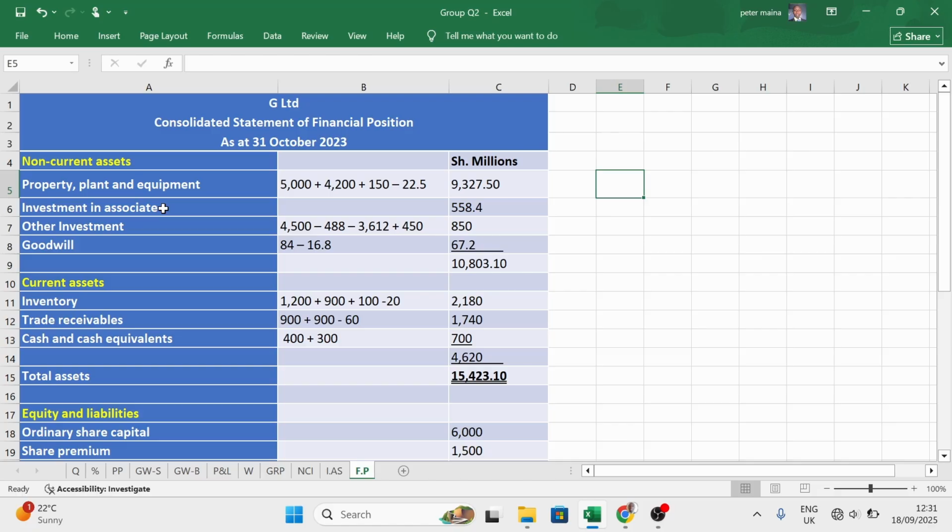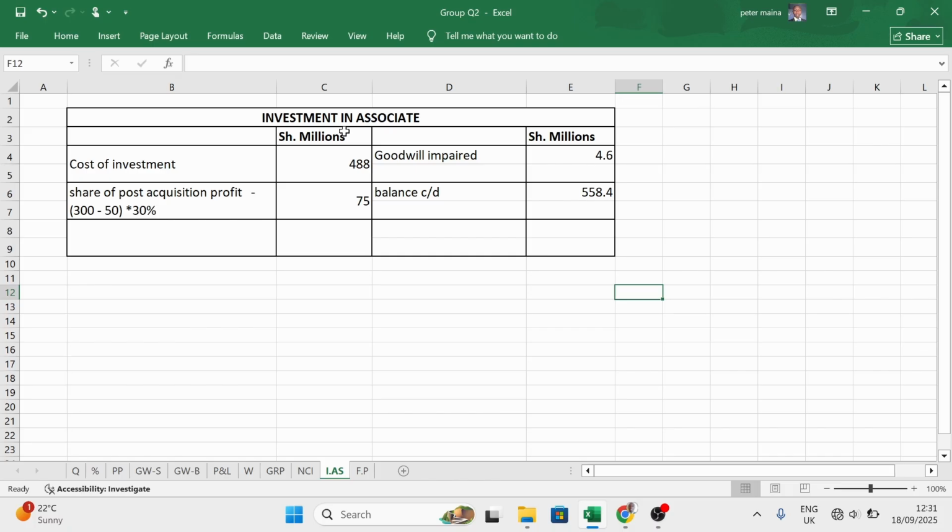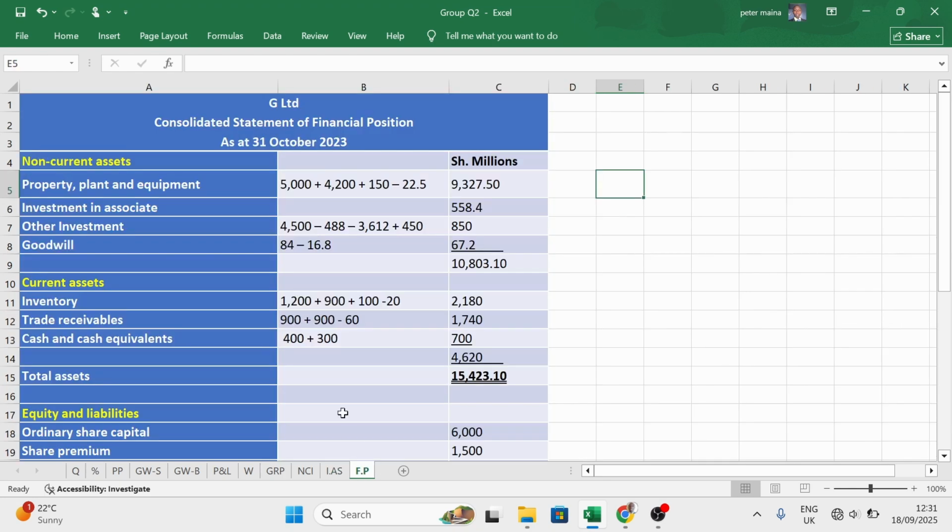Investment in associate, we are not going to do the workings. We are just going to transfer the balance we found in the investment in associate account, 558.4. That was the balance. So this is the balance we are transferring to investment in associate, 558.4.